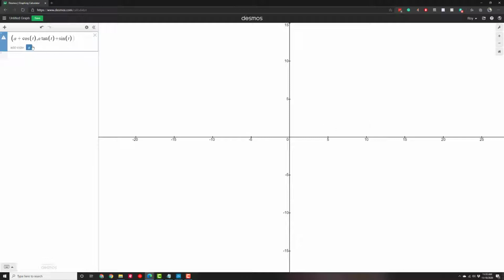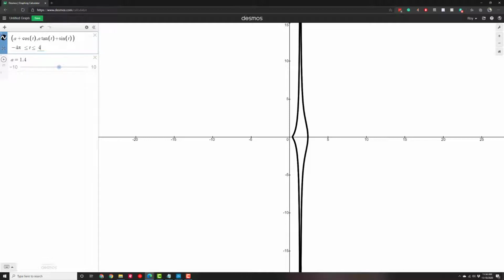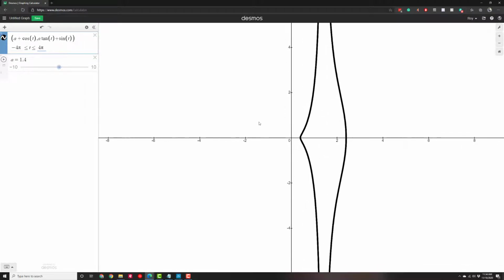Notice that it doesn't graph anything because it doesn't know what a is. So I'm going to add a slider by clicking that button, add a slider. This allows me to change the value of a, which doesn't look like very much. The reason is that our time values only go from time 0 to time 1, and cosines and sines have domains that are much larger than that. So let's go from time -4 pi to 4 pi, just to see what that looks like. I will zoom in slightly so we get a better view.